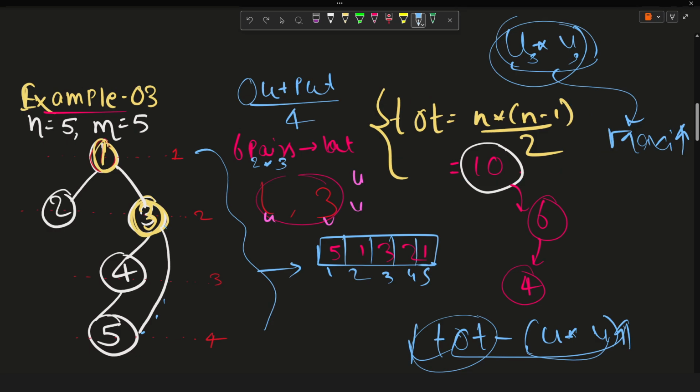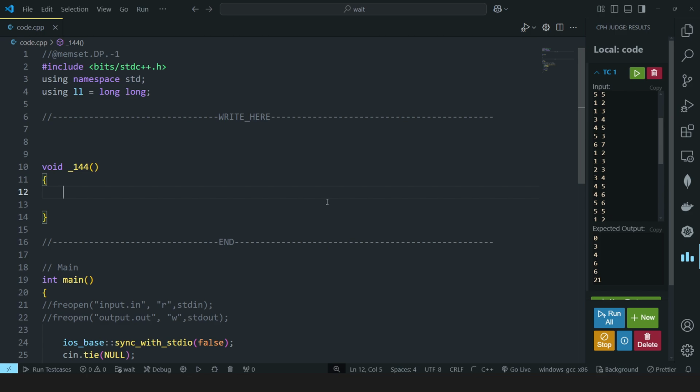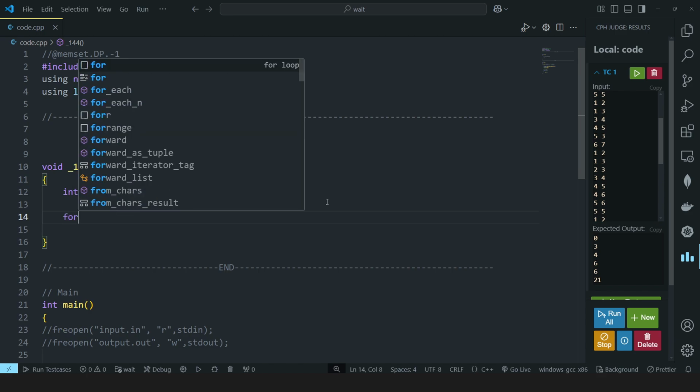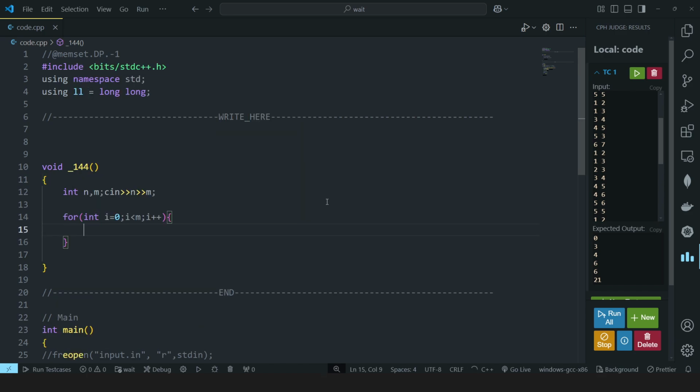So now I think I should write the code in the code editor and explain everything step by step of what I just told, and everything will become so clear. So let us now go to the code editor. Initially we have to take the inputs of n and m. After that, we have to take the inputs of m lines, and each will consist of two integers, u and v.